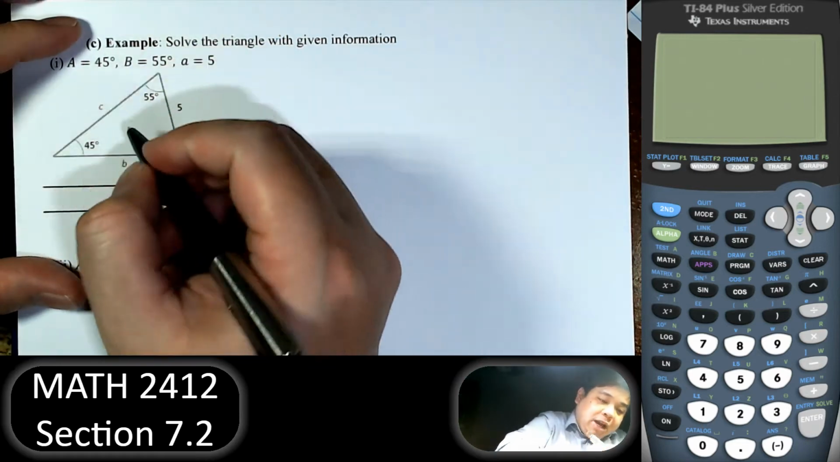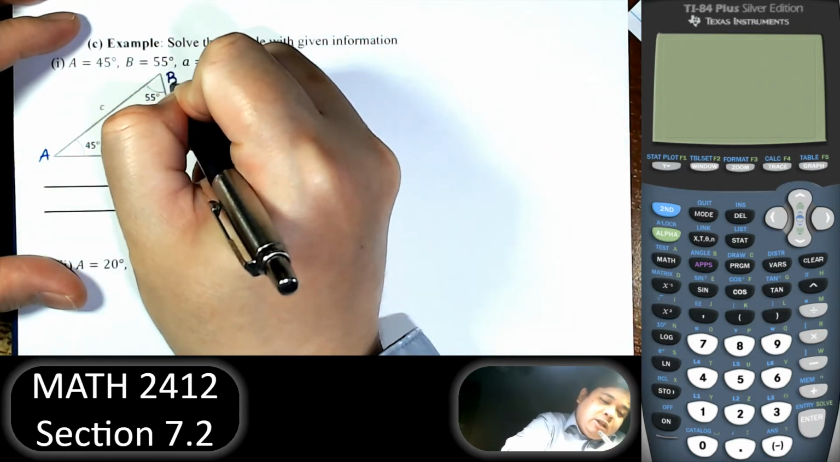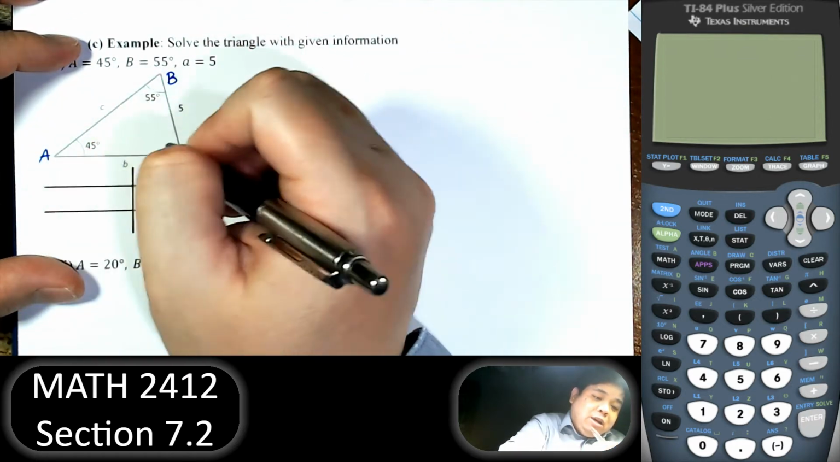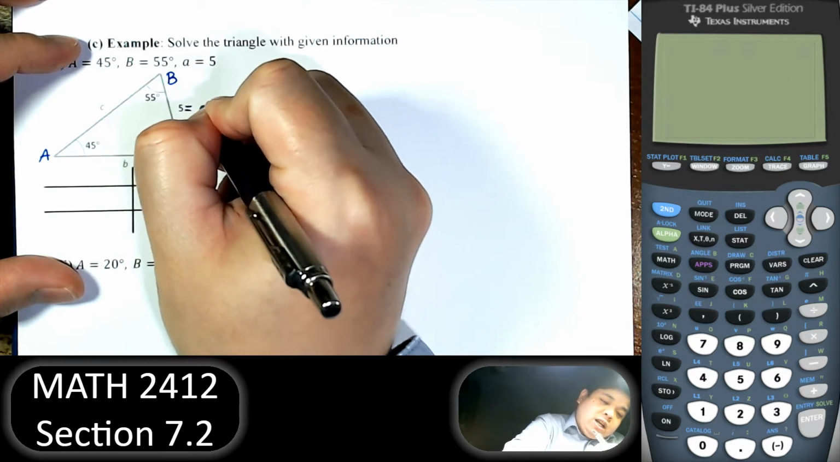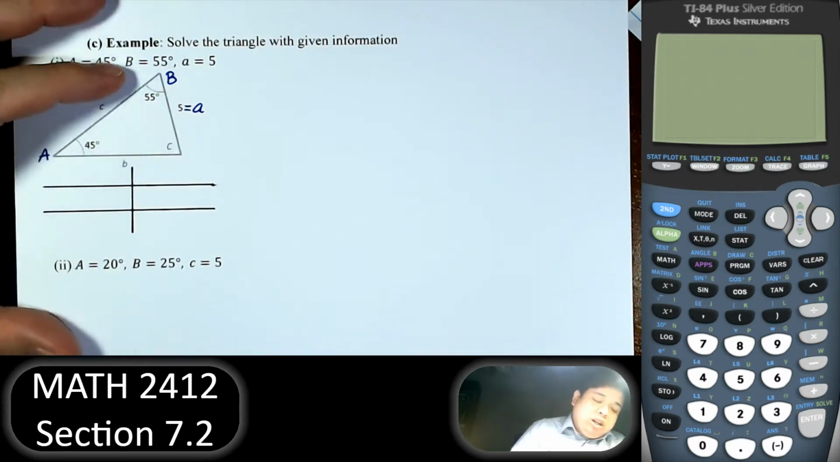So in this case we have angle A is 45 degrees, angle B is 55 degrees, and angle C we don't know. The side c we don't know, side b we don't know. This is the side a. Right, so I write now what we have and what we need to find.